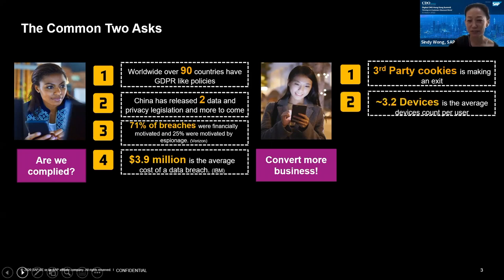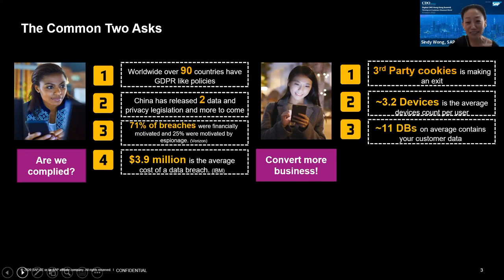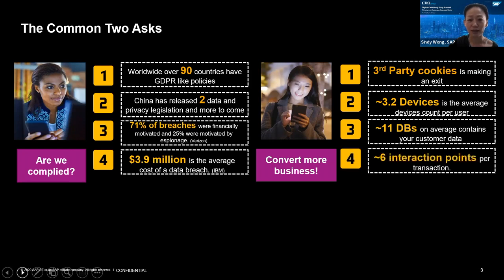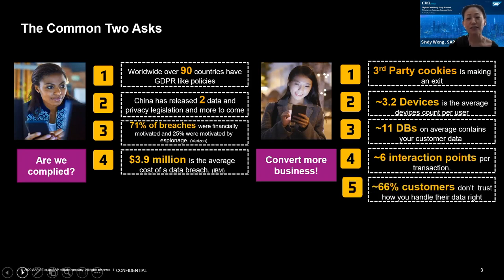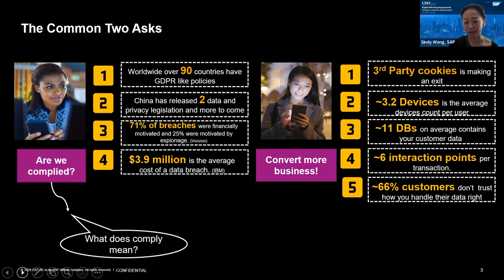Our customers connect to our systems via at least 3 devices. There's iPad, iPhone, laptops everywhere. And we are storing this data in 11 databases. Oh my God. And those can be internal or external databases. And in any transaction, there are approximately 6 interaction points. And this is very complicated. And most important, most of our customers don't trust how we handle their data, because we are not giving them the facilities or data as per what the legislation is asking.